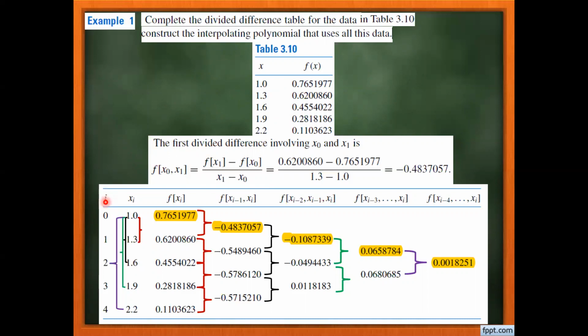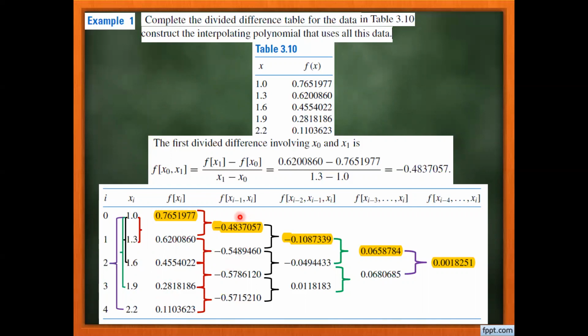First of all, I have the index value i, which represents each node. So 0 corresponds to 1.0, 1 corresponds to 1.3, 2 corresponds to 1.6, 3 corresponds to 1.9, and 4 corresponds to 2.2. So we have established a one-to-one correspondence between the node values and the index values. Once you have done that, we are given the function value at each node, so we put it in the next column. This function value is actually the zeroth order divided difference. So the first 3 columns of the table are drawn without making any effort.